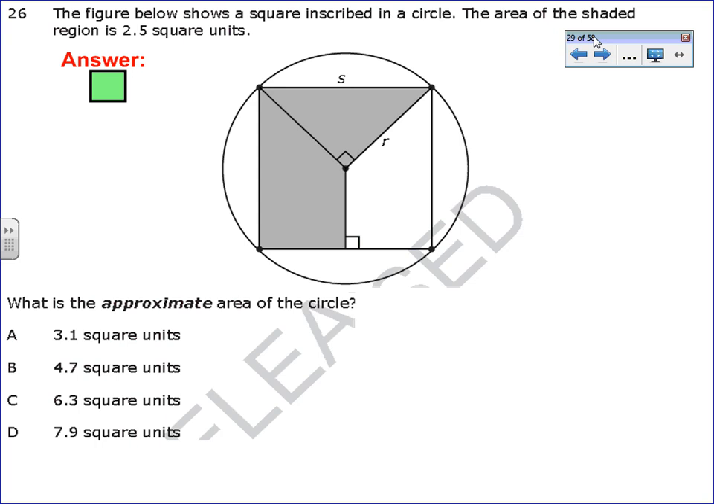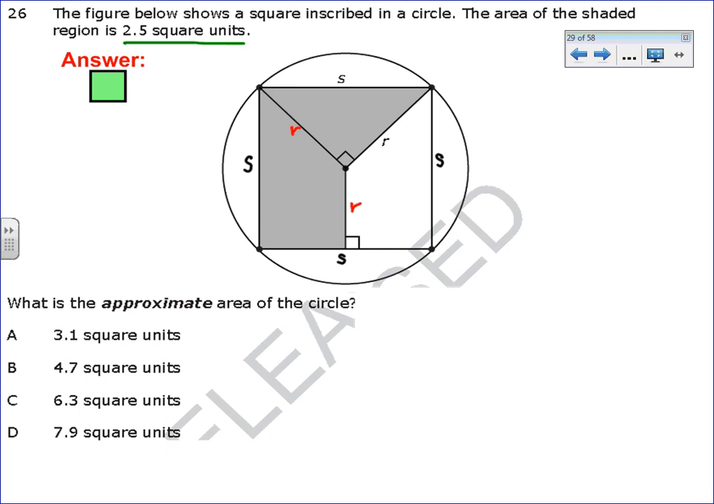Okay. They're telling me that I have a square inscribed in a circle, which means all of these side lengths are S because it's a square. And then it's inscribed in a circle, so any point from the center to the outside has a distance of R because that's the radius. They're telling me that the area of the shaded region is 2.5 square units. They want to know what's the area of the whole circle.